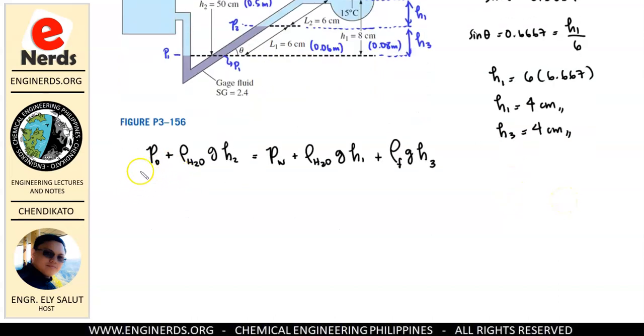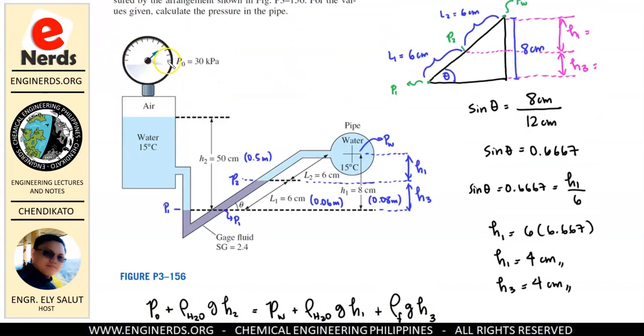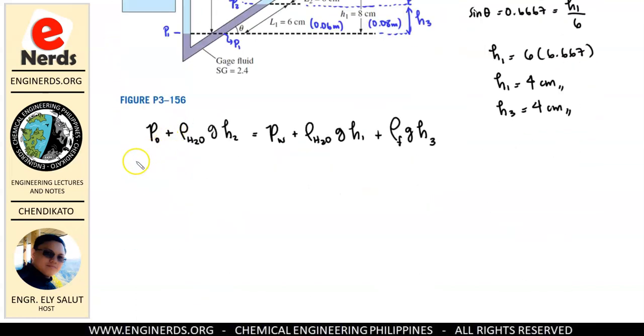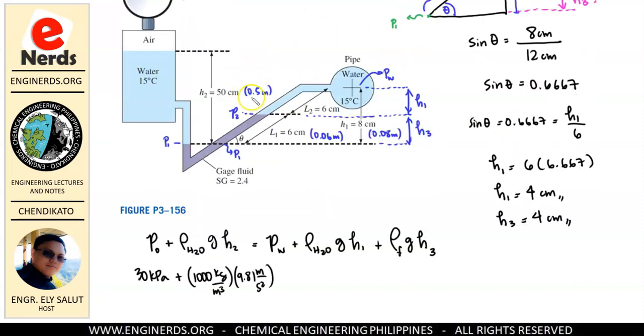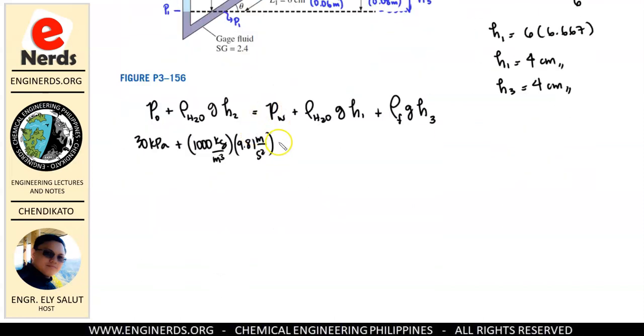So that means we can now substitute that here sa ating equation dito. So PO, we know the PO, right? PO is given at 30 kilopascal. So we have 30 kilopascal plus the density of water, which is 1000 kilogram per cubic meter, times our G, which is 9.81 meter per second squared, and then our H2. Our H2 is 0.5. Okay, it's given here, 0.5 meters.